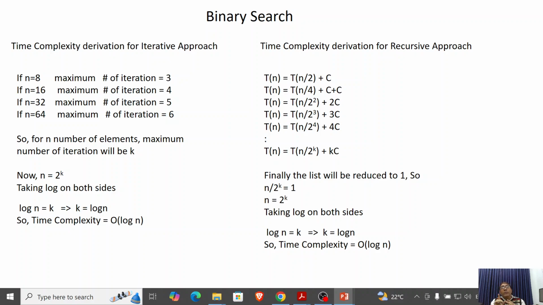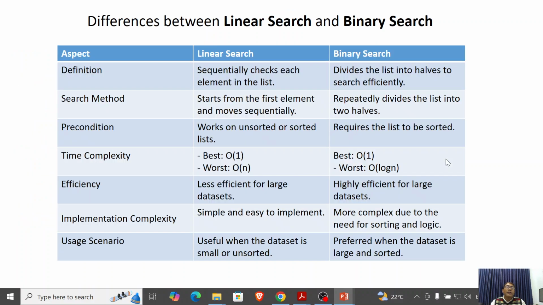Again, I am saying, there is no prerequisite for linear search. The elements may be sorted, may not. Whatever the order the elements are present in the array, we can perform linear search, but that is not possible for binary search. For binary search, the list must be sorted. And next, the difference between linear search and binary search, this is very important. The derivation of the time complexity is also very important for your semester.